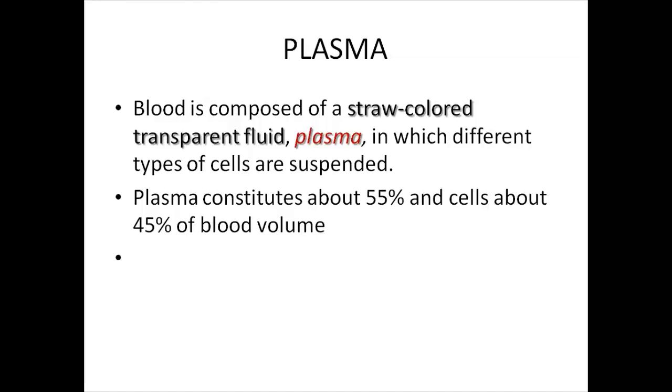Plasma is considered to be a blood component that is a straw colored transparent fluid. It is straw colored, almost yellow or amber-like in color, and it is transparent, that is to say it allows light to pass. By doing so it allows some minimal observation on the other side of it. Plasma is the fluid in which the different types of cells are suspended. So within this straw colored transparent fluid, the cellular content of blood is suspended. Blood constitutes about 55% plasma and about 45% cells. So we see that plasma makes up a higher amount of blood compared to blood cells.